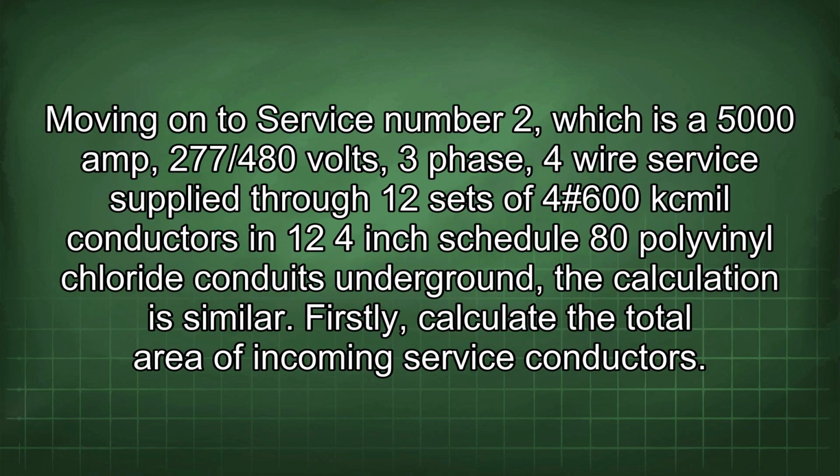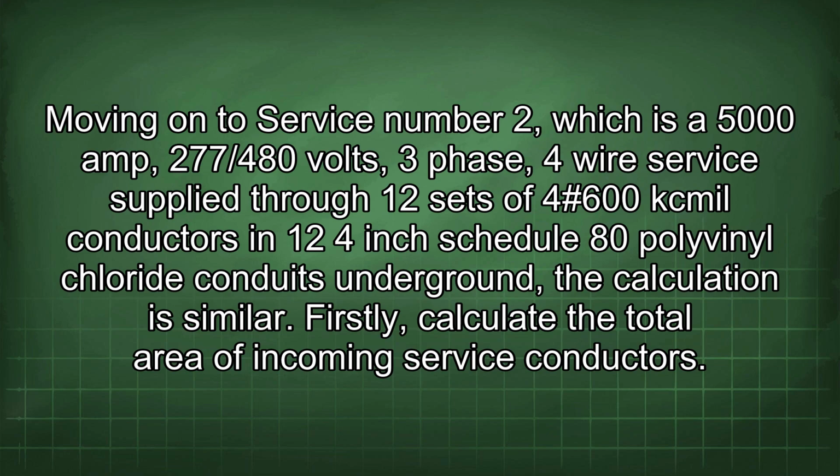Moving on to service number 2, which is a 5000 amp 277/480 volts, 3-phase, 4-wire service supplied through 12 sets of 4/600 kcmil conductors and 12 4-inch Schedule 80 polyvinyl chloride conduits underground. The calculation is similar.